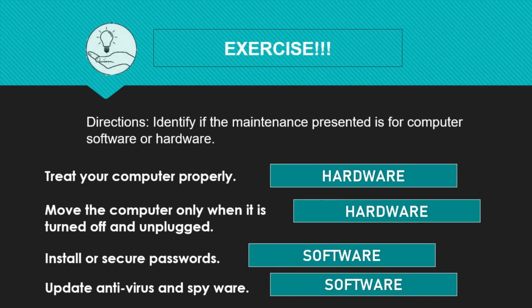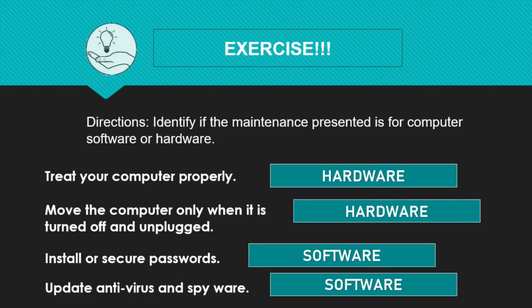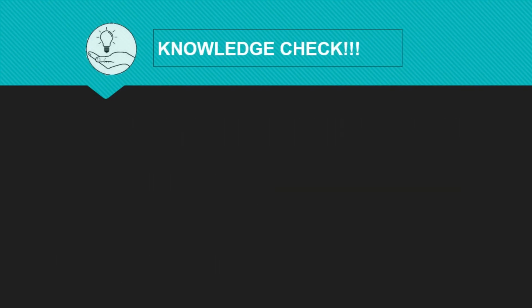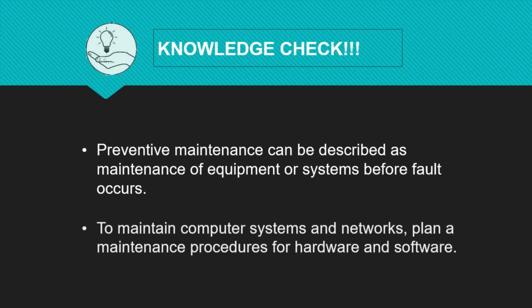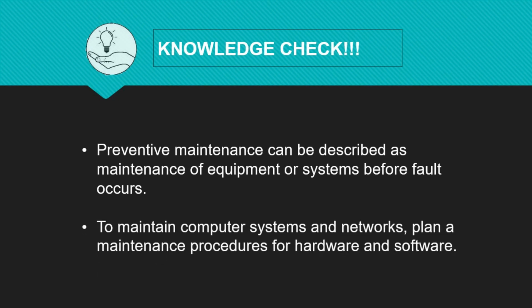How were your scores? I bet you deserve this. You are all very good. To sum up all that you have learned today, preventive maintenance can be described as maintenance of equipment or systems before a fault occurs. And to maintain computer systems and networks, you must plan maintenance procedures for hardware and also for software.